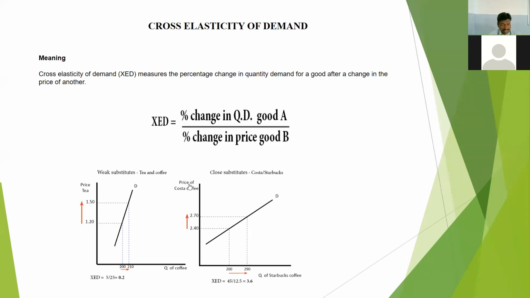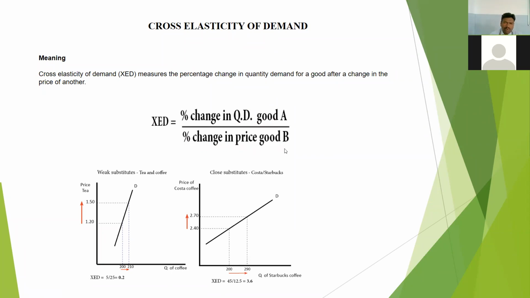Here we know what is the formula for the cross elasticity of demand. Cross elasticity of demand, we technically use X over here. X is nothing but the cross. So cross elasticity of demand, and if it is income elasticity of demand, we'll technically use Y. So the cross elasticity of demand refers to percentage change in quantity demanded of good A with respect to percentage change in price of good B.